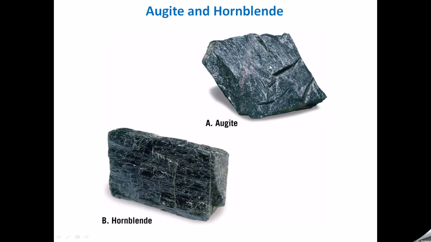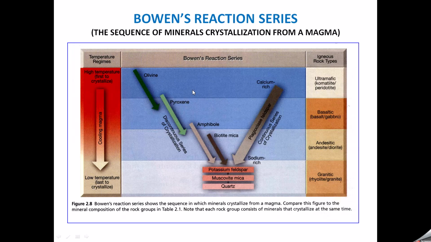And here we have some pictures for augite and hornblende. This is augite, dark color, a ferromagnesian silicate. Hornblende is also a ferromagnesian silicate.